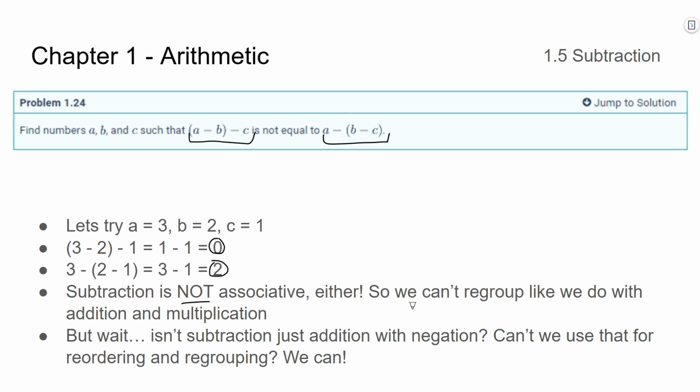But it's a little confusing, though, because we know that addition is associative, right? And we know subtraction is just the reverse of addition. So couldn't we just convert to addition and then make it associative? And in fact, we can.